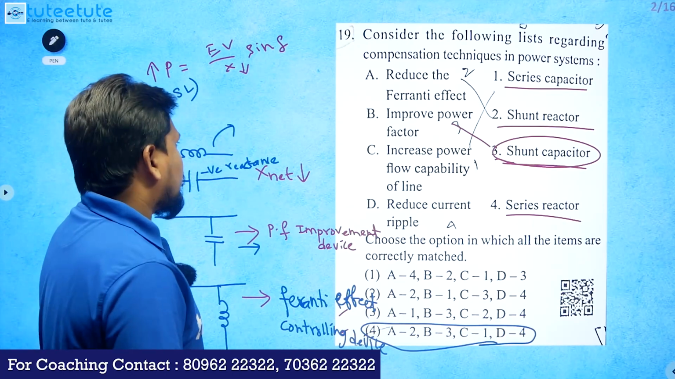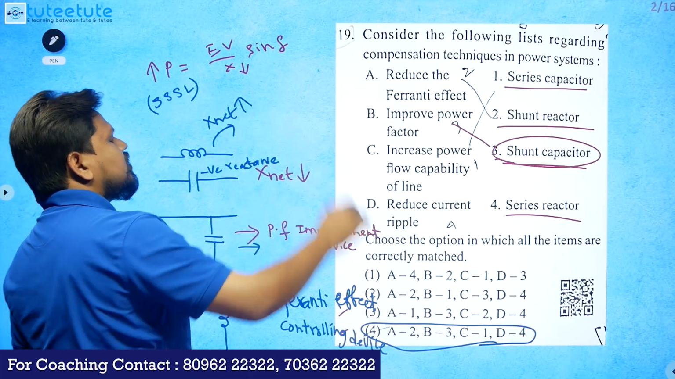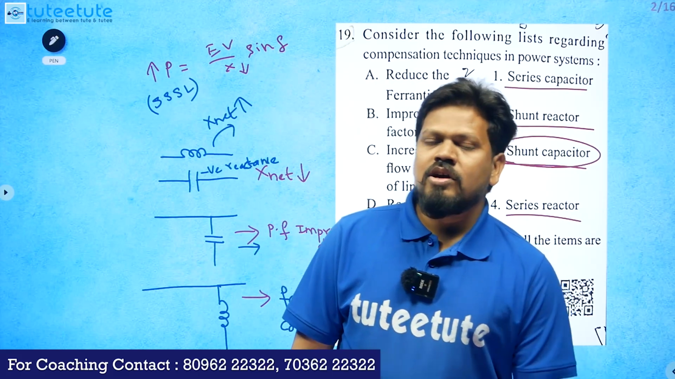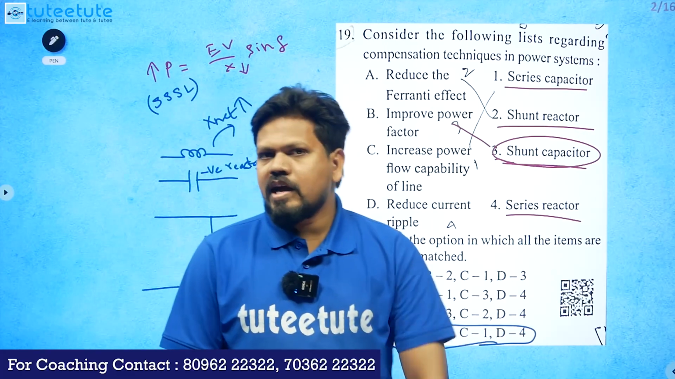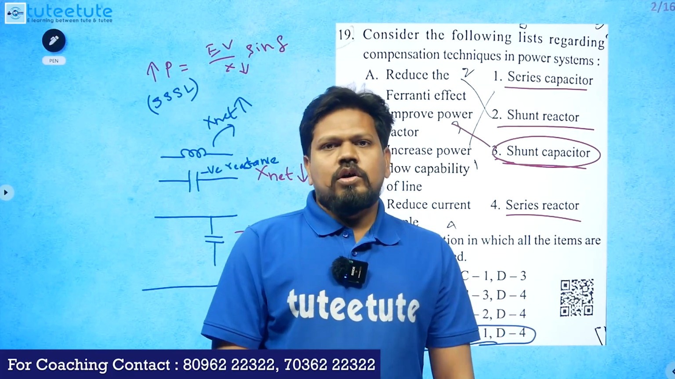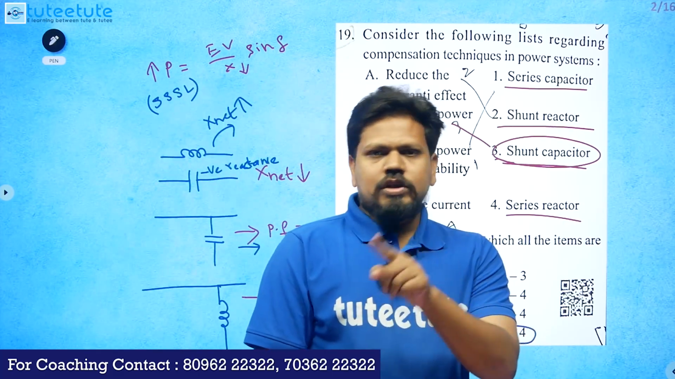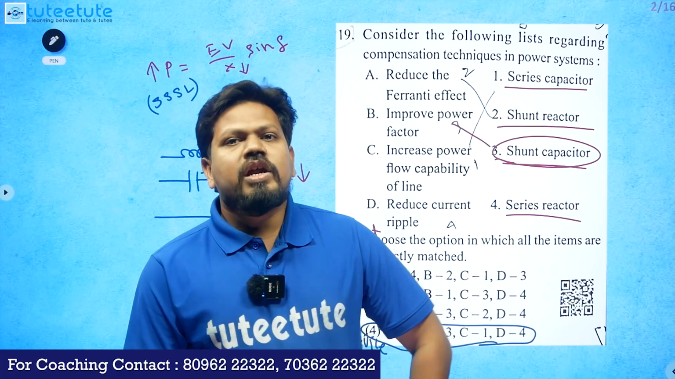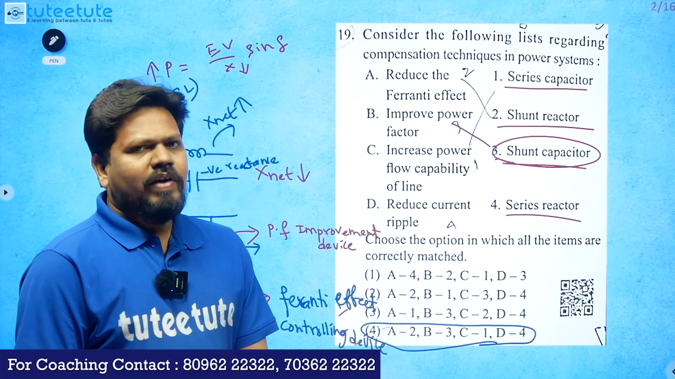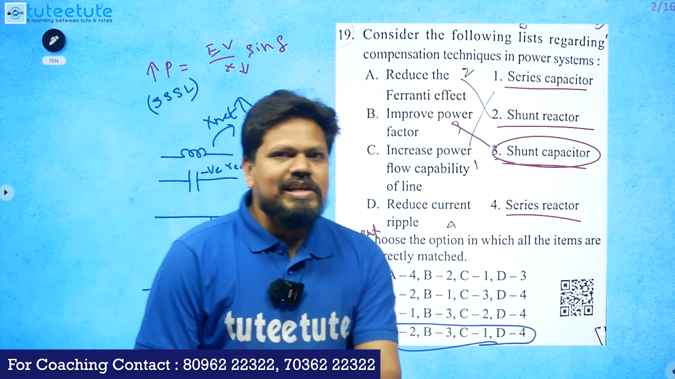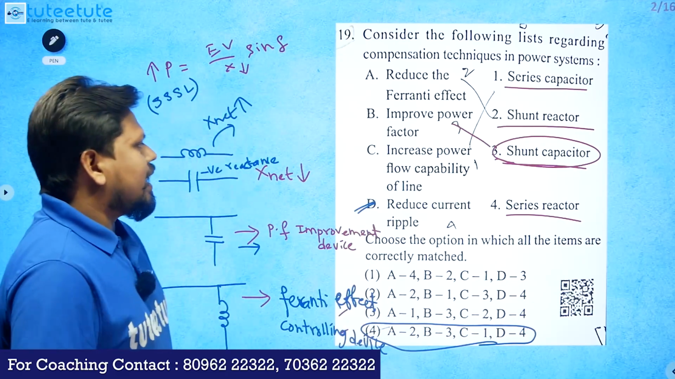Whenever you connect a series reactor, or series inductor, X net will increase. Generally we don't use it in our transmission lines, but in an HVDC link we will definitely be using a smoothing reactor. If you see the diagram of a bipolar HVDC link, we use one smoothing reactor. Why is it used? To reduce the harmonics, acting as a filter. If any ripples are there in the current, they will be reduced. So ripple current decreases.